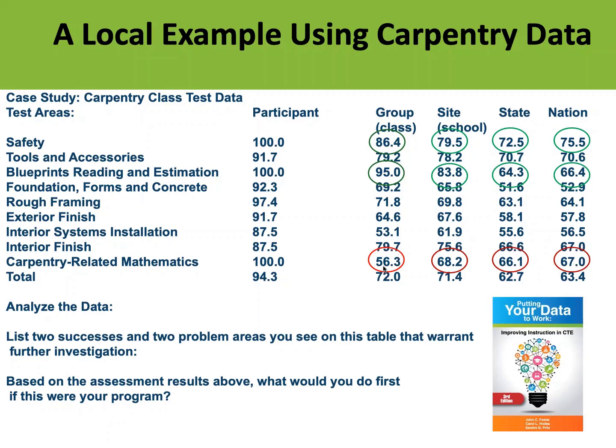Here's a 56.3 on the standard department-related math, and that's lower than the other norms in this particular case. Here's another one, interior systems installation. Again, you see that the average for this particular class is lower than the other three. So something's going on here, and unless you have data like this that's representative of standards, in this case within an occupational area, you really don't have a means for improvement.